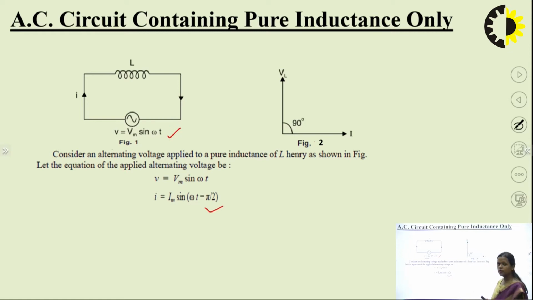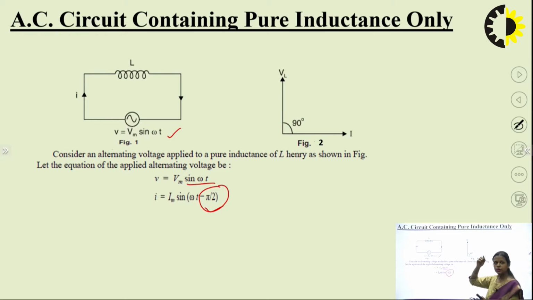So what you can see here, the voltage equation is Vm sin omega t, but in the current equation you can see minus pi by 2. What does it mean? It means the current is lagging by 90 degree. So if the circuit is purely inductive, it means current will lag the voltage by 90 degree.